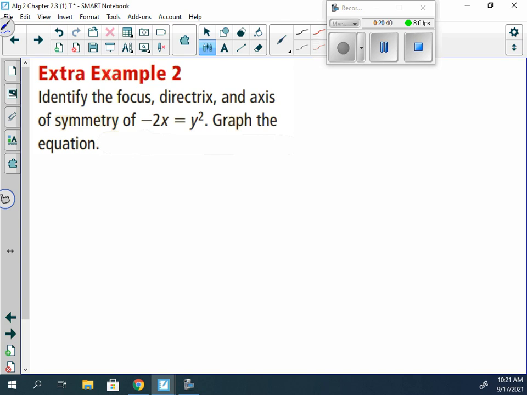But we do see that the y term is squared, yes? So that means the general equation is going to be x is equal to 1 over 4p times y minus k squared plus h.